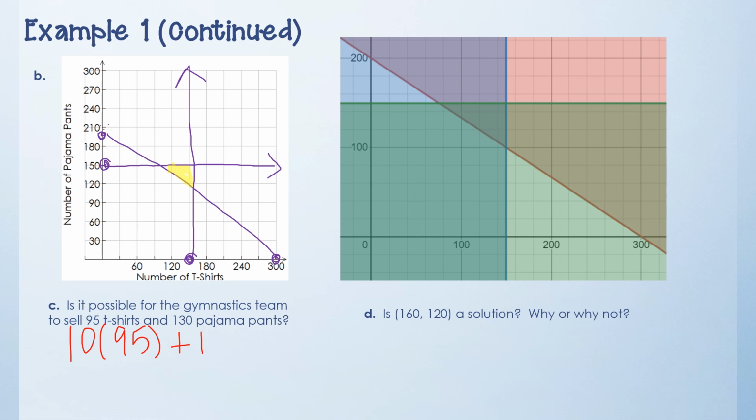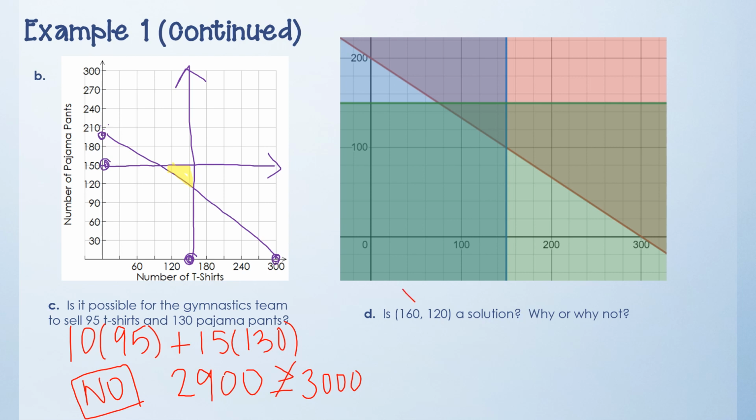And then it was $15 per pajama pants, and see if that is in fact greater than or equal to 3,000. So if I plug this into the calculator, I get 2,900. So $2,900 would be how much we make, which is not greater than $3,000. So even though it fits our constraint of how many t-shirts and pajama pants the gymnastics team has, it does not fit the constraint of how much money they wanted to make. So this would be a no.